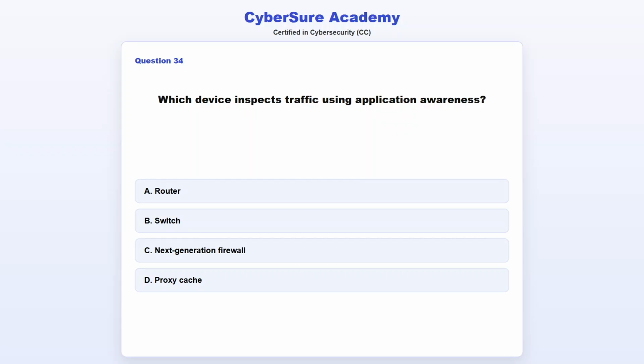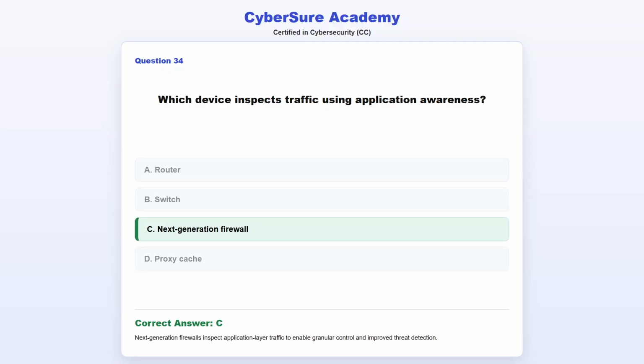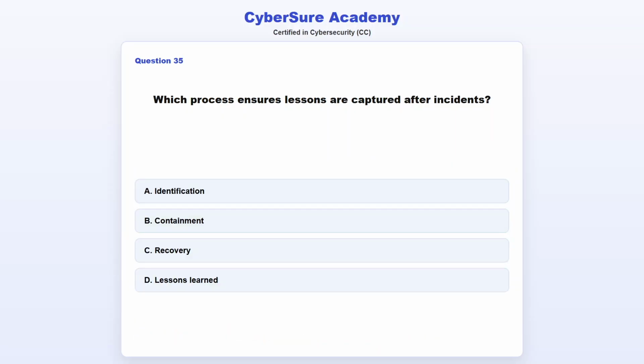Answer to question 34 is C, next gen firewall. Next generation firewalls inspect application layer traffic to enable granular control and improve threat detection. Question 35. Which process ensures lessons are captured after incident?